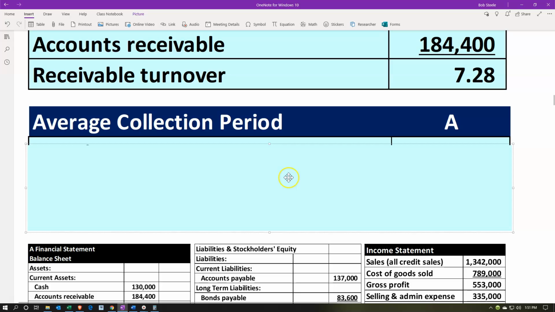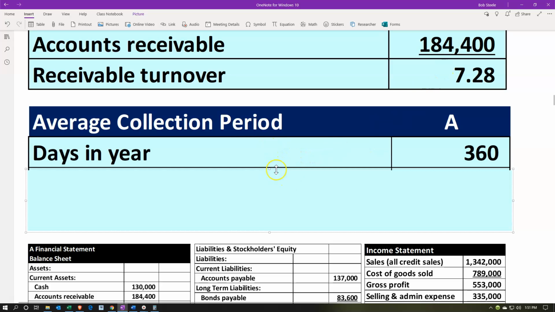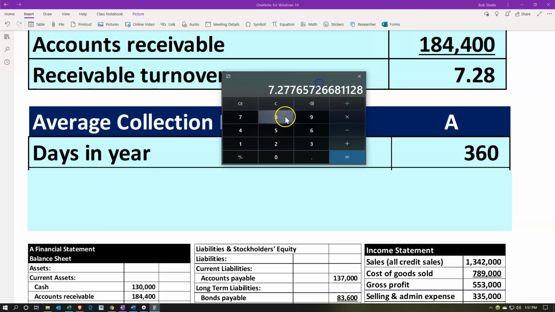Then we have the average collection period. Once we know this number, we can calculate the average collection period by taking the days in a year, which may be 365, which people probably have memorized as a fairly close number of days for most years.